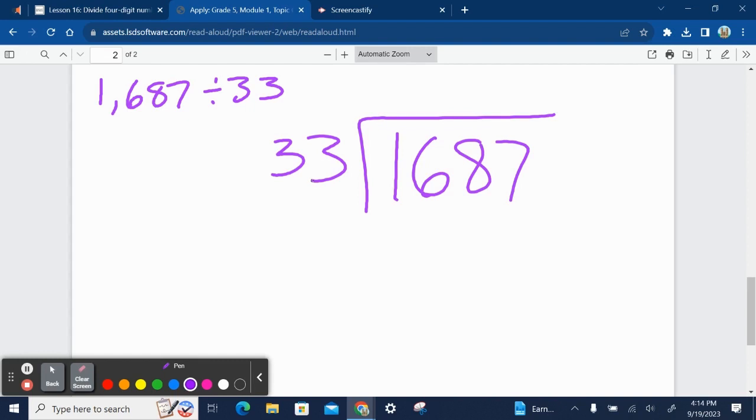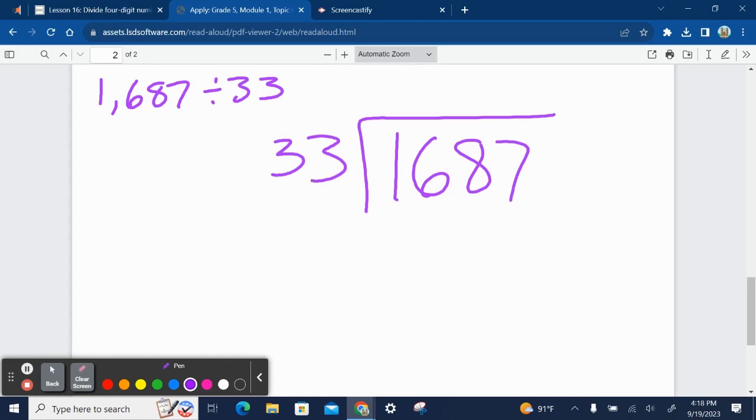So once you figured out how to set up your division house, we need to figure out how many times 33 can go into 1,687. Now there's a few methods to do this, but what we're going to do first is move your hand on top of the dividend, which is 1,687. So your hand should cover the 6, 8, and 7.